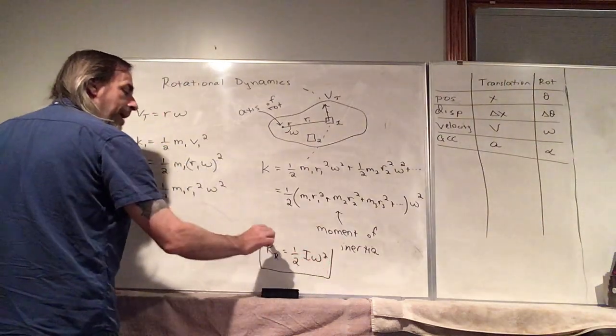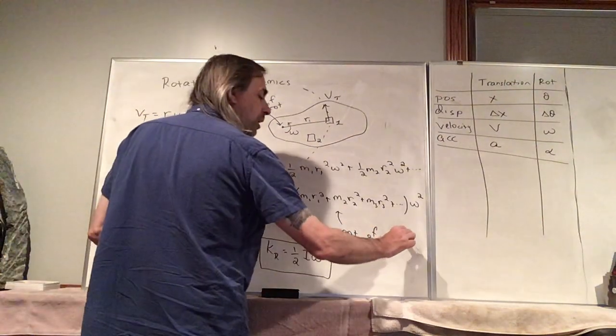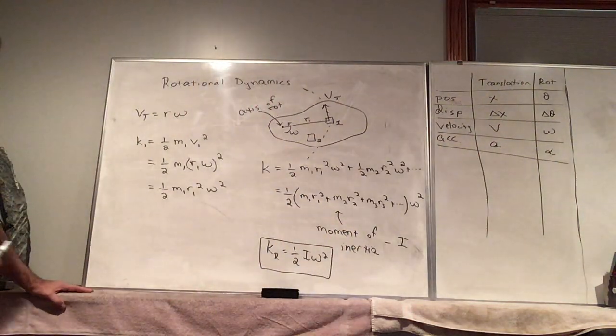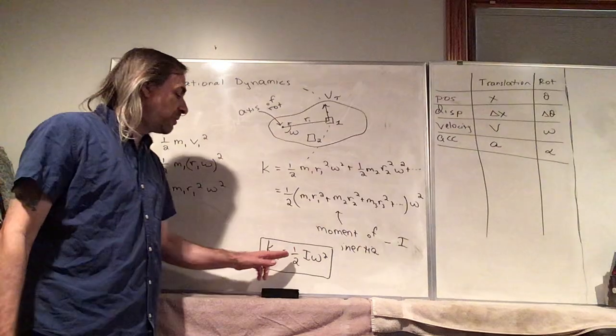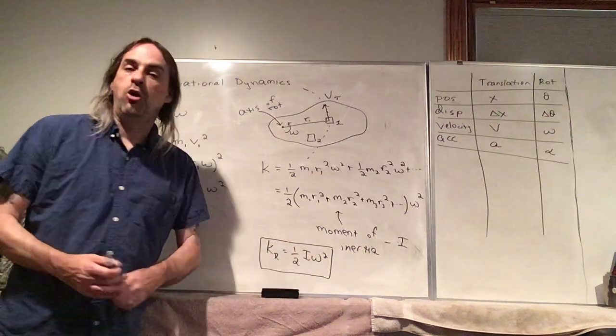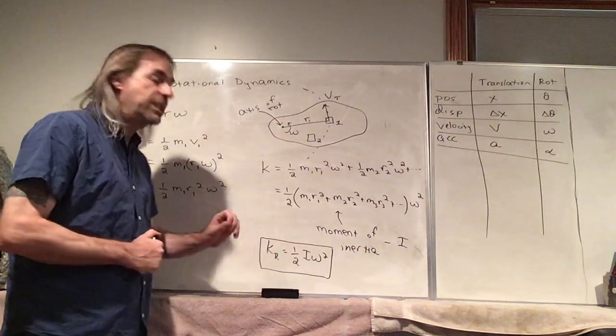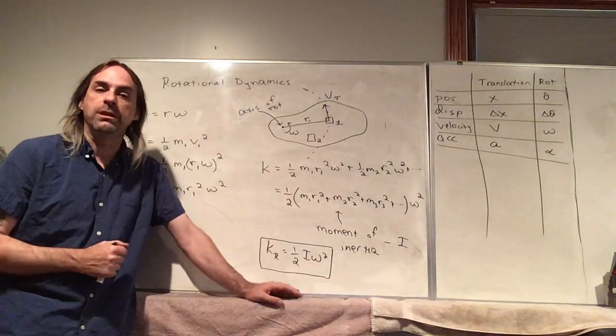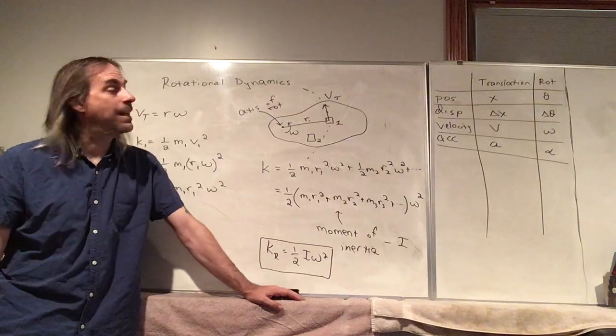Put a box around that. So this moment of inertia, we use a capital I for moment of inertia. And then we have rotational kinetic energy is 1/2 I omega squared. So I make a nice formula. We're kind of hiding the messy part, which is this thing in parentheses. How do we find out what that is?